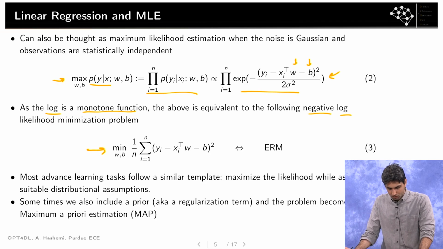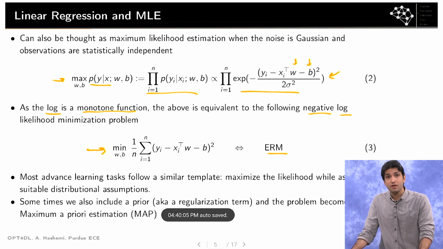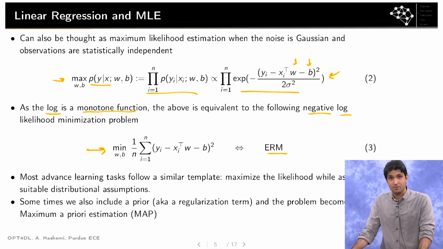Okay? So what is this problem? This is exactly an empirical risk minimization problem where our model is linear, and we are using the square loss to basically find the best fit to the data. So therefore, this maximum likelihood estimation problem is very nicely linked to the empirical risk minimization problem for a linear regression model if we assume that we are dealing with Gaussian noise.